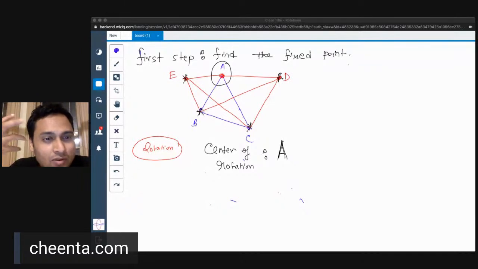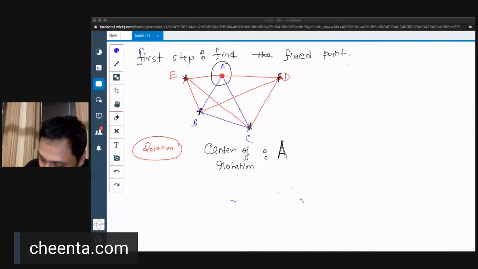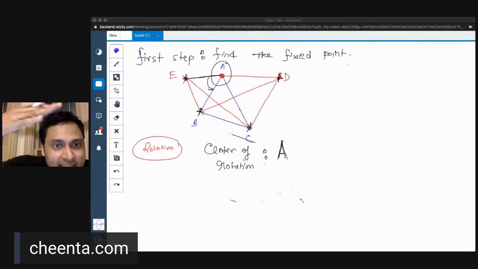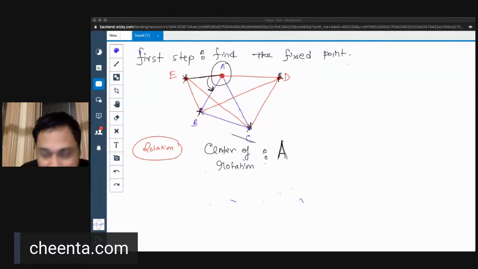How can you think about it? How do you imagine this? Well, you think about this side folding into this one. AE sort of folding into AB, and AC folding into AD.